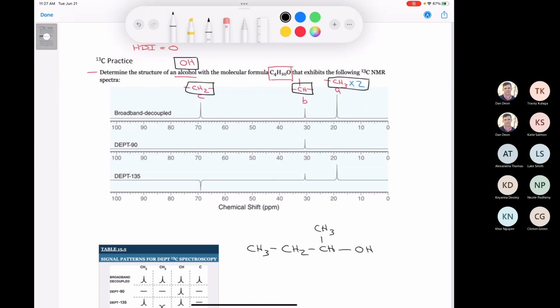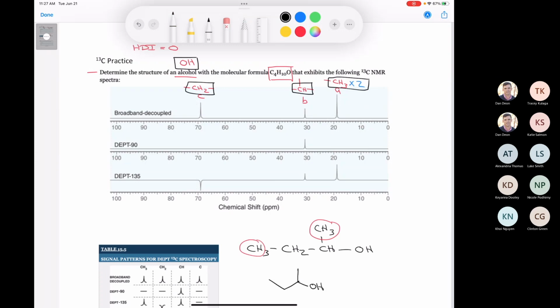It fits the formula, and there's nothing wrong with the structure, but does it fit the spectra? If you're not sure, what you want to do is look at these two methyl groups here. So what I've drawn is this. So what we have is this.